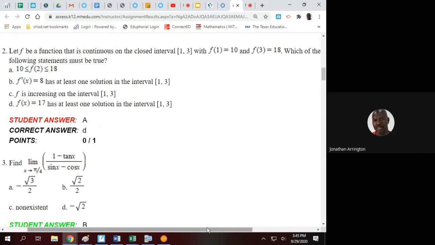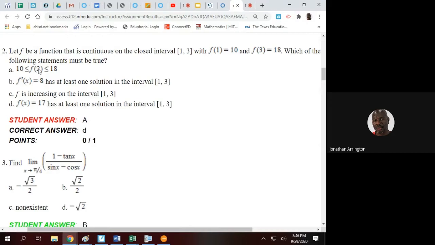So here it says, let f be a function which is continuous on the closed interval from 1 to 3. There's really only one thing we talked about that referred to functions which are continuous on a closed interval, and that is the intermediate value theorem. So that statement there should have you thinking, oh, maybe intermediate value theorem. And it says that f of 1 is 10 and f of 3 is 18. Which of the following statements must be true? And letter A says that f of 2 has to be between 10 and 18.